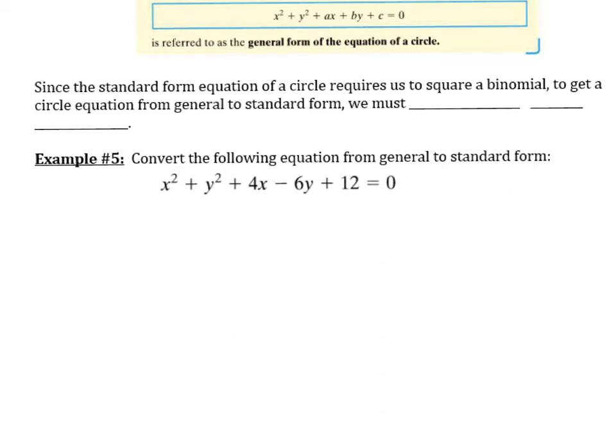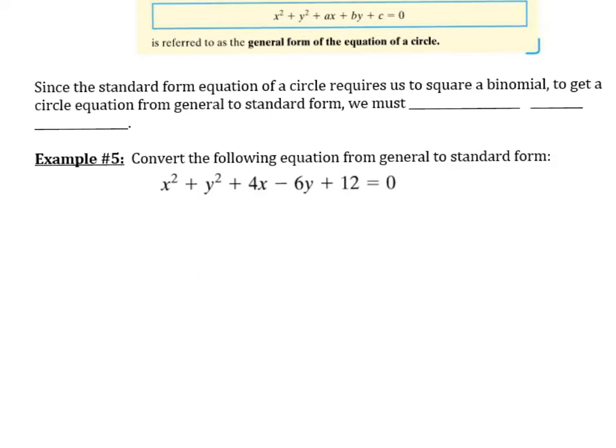So we spent a lot of time in the last class looking at completing the square, and I told you that it would come up in the circle unit, and here it is. The first thing I'd like to point out is we have a new form of a circle that we're going to be dealing with. We have standard form already, which is (x minus h) squared plus (y minus k) squared equals r squared. And now we have this new equation up here, x squared plus y squared plus ax plus by plus c equals 0. This is called the general form of a circle.